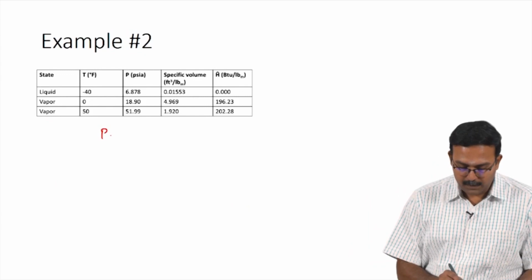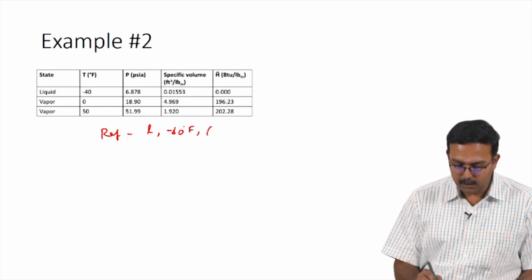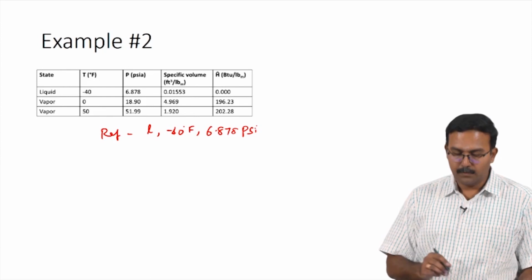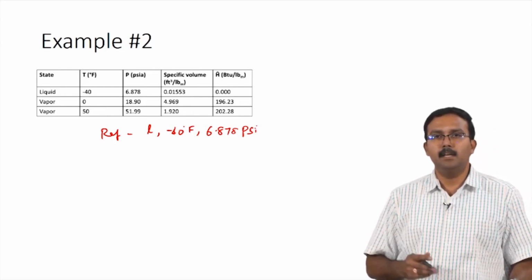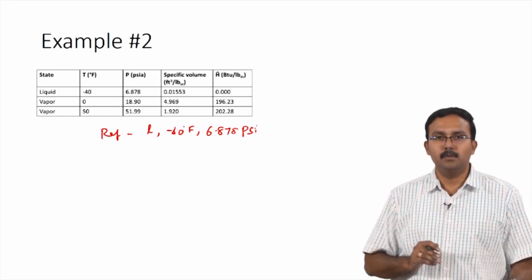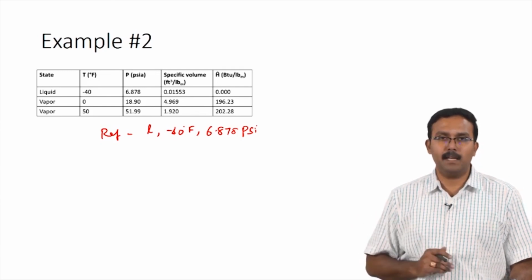So, the reference state is liquid at minus 40 degrees Fahrenheit and 6.878 psi. As you see, I mentioned the state, temperature and pressure to define the position of a state of the system. This gives you the complete definition of the state in which the system can exist.